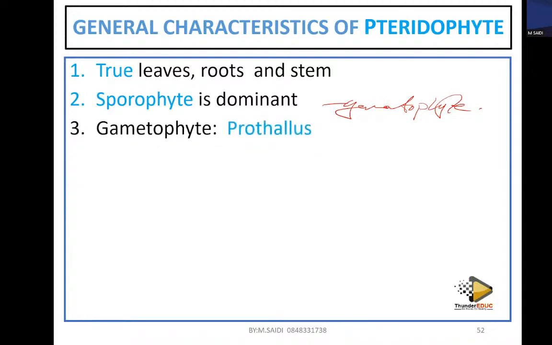It's before the thallus, so it means that it is not yet a thallus. Therefore, its gametophyte is weak. That's why the sporophyte is the dominant generation, as we have mentioned, while in the other group, the gametophyte is the dominant generation. This one is the advanced version of the other one, the bryophyte. You see that pteridophytes are more advanced than bryophytes.